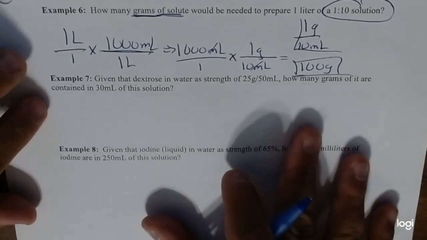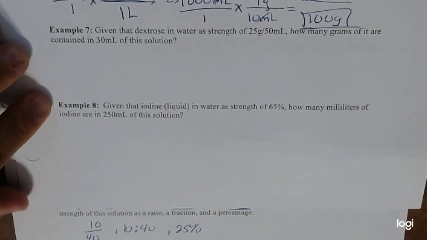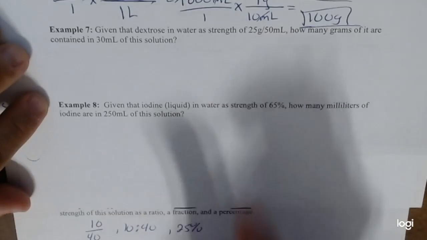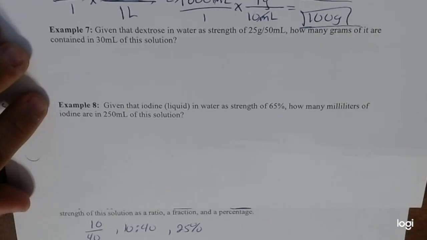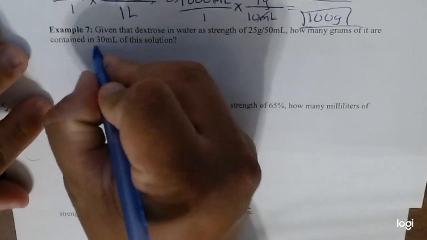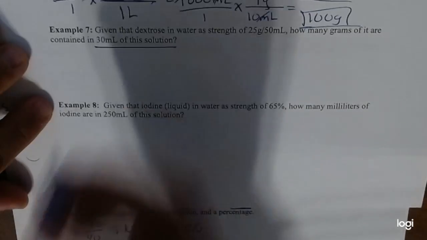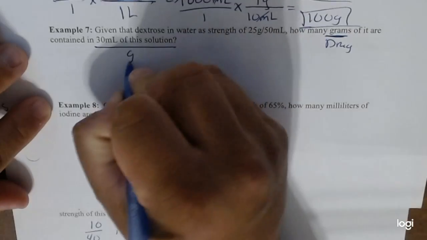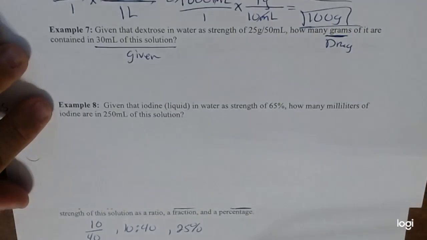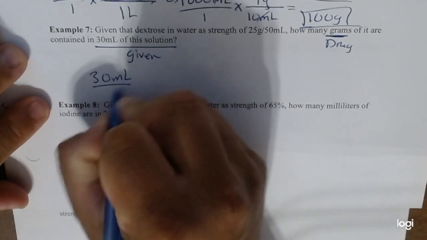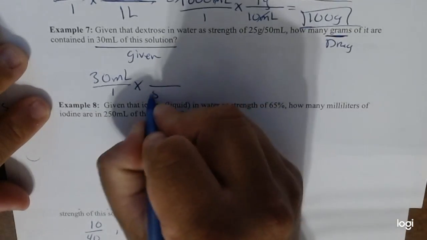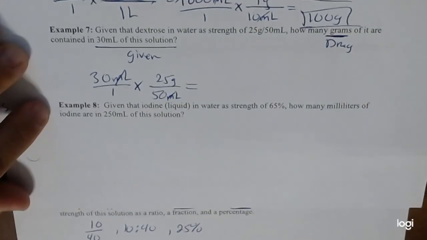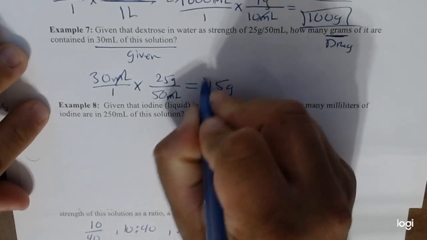All right, let's try 7. Given that dextrose in water has a strength of 25 grams per 50 milliliters, so they give us already the strength of the drug, right? How many grams of it are contained in 30 milliliters of the solution? Okay, well, we always start with a given, so we're given 30 milliliters of solution, and we'll look for grams, right? We want the drug, and we're given solution. So 30 milliliters. We know the strength of the drug is 25 grams for every 50 milliliters. So multiplying and dividing should give us 15 grams.